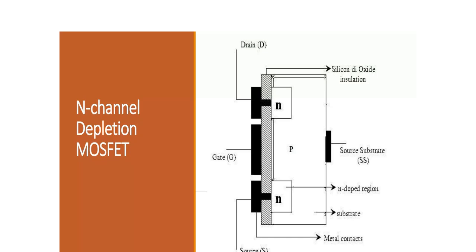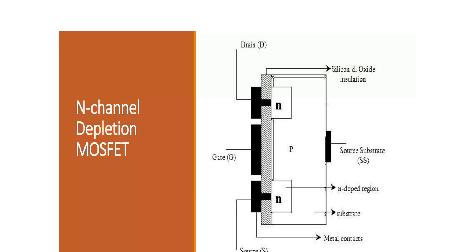The VDS at which the channel is pinched off and the drain current stops rising, that we have already mentioned, is known as the pinch-off voltage or saturation voltage. So at pinch-off voltage, the drain current which is flowing there is known as the saturation current.